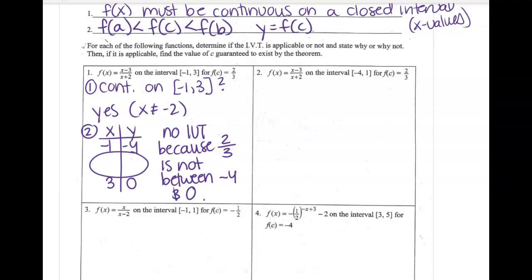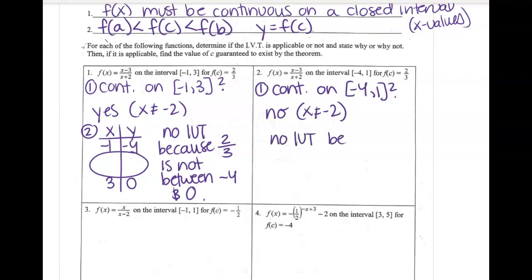For the next one, first question is always continuous on the interval, in this case negative 4 to 1. Well, it's the same function as before, so it's not continuous at negative 2. And since negative 2 is between negative 4 and 1, it's not continuous on the interval. So no IVT because f is not continuous on the interval from negative 4 to 1.